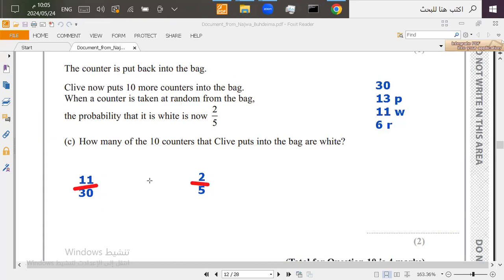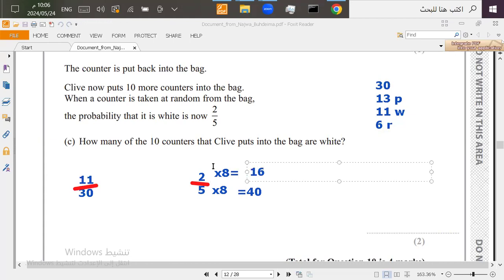Now, the total number, okay, the total number of counters will be 40. So how does the 5 become 40? Yes, the 5 becomes 40 by multiplying by 8. So this one will be multiplied by 8 to make it 40. Because when we add 10 more, it's going to be 40. So this one is going to be 8. So it's going to be 40 here. And because we multiplied this by 8, even this one should be multiplied by 8. And it will give 16.